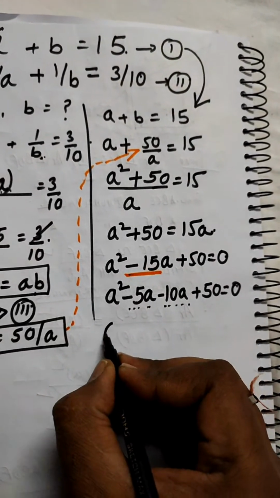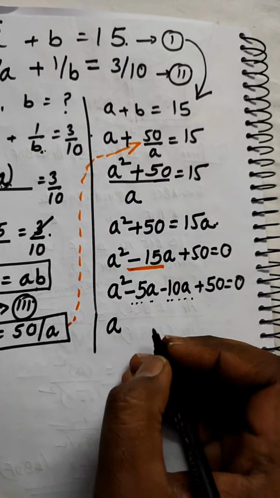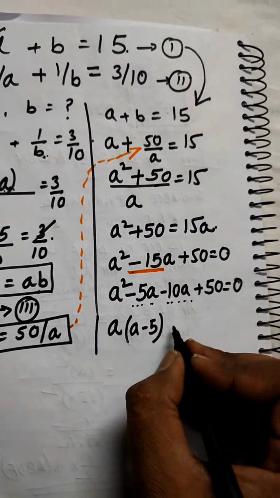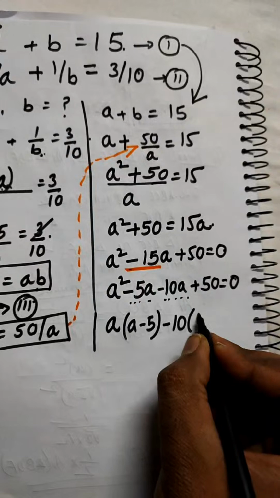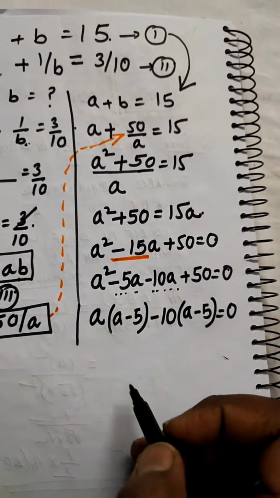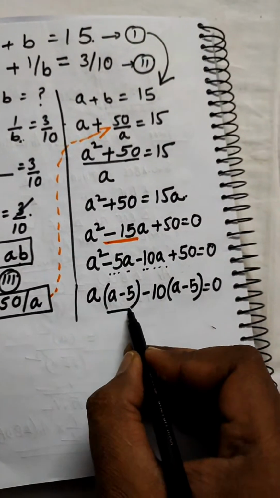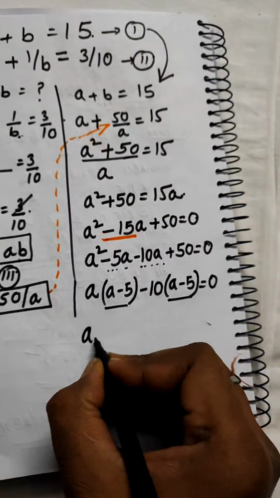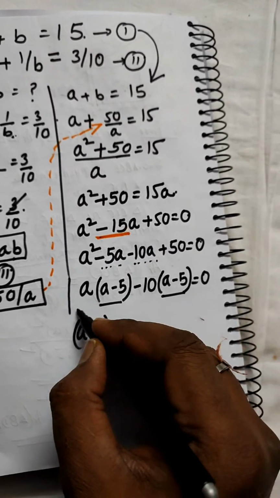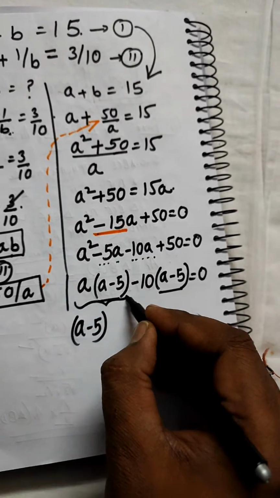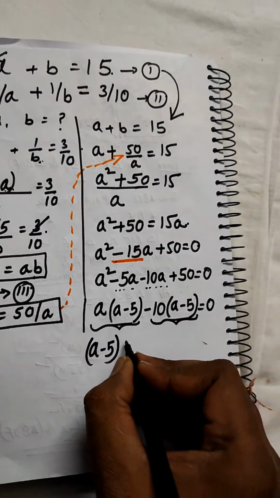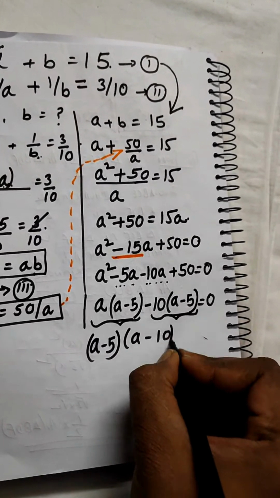So taking A as common from these two terms, we are left with A minus 5, right? And when minus 10 is taken as common from the last two terms, you also get A minus 5. So bring A minus 5 as common from both these terms, because there are only two terms now. This is term 1 and this is term 2. So A minus 5 is taken as common, and you are left with A minus 10 equal to 0.